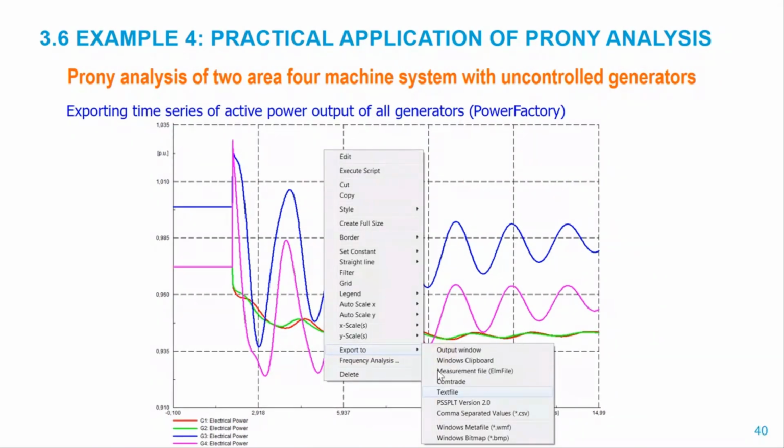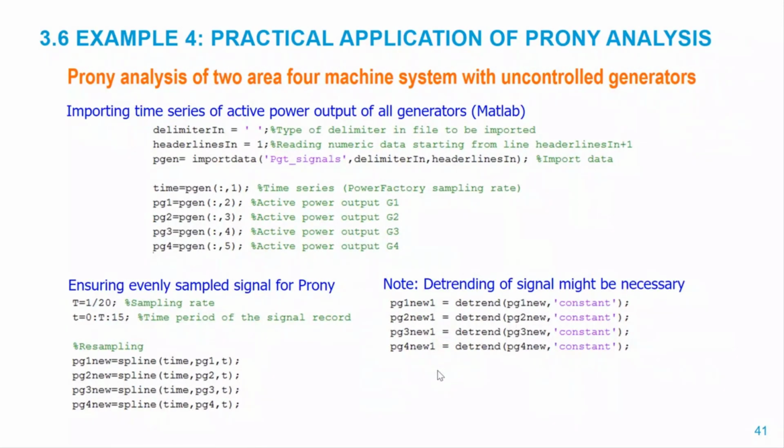We can export this data to MATLAB to apply our sample script that is going to be shared later. And in PowerFactory, you can just click on the plot and then select to export, and we can export it to a TXT file. Here I have shown some sample lines of code for importing this data from the TXT file exported in PowerFactory, and to read the data and to assign it to a variable associated to the output power of each generator, as we see here.